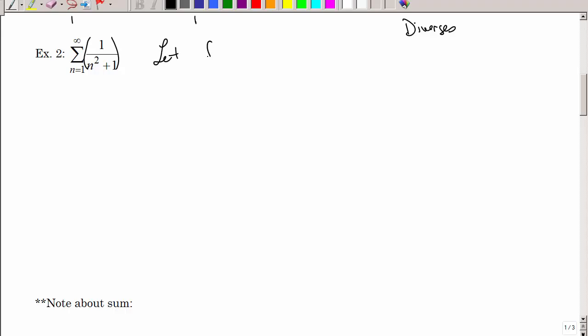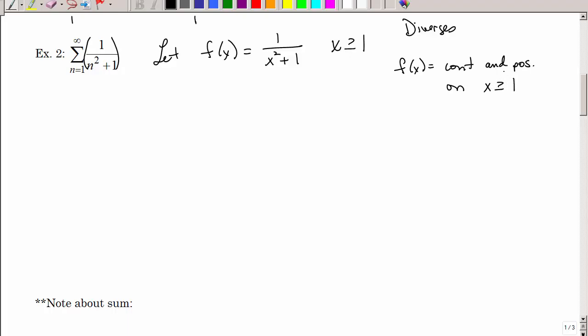So I'm going to say let f of x equal 1 over x squared plus 1 for x greater than or equal to 1. You have to write that. Okay, what else do I need to state? I need to say that f of x is continuous and positive on the interval x is greater than or equal to 1. I don't think you're going to have any arguments there. It's continuous because the domain is all real numbers, and it's positive because you have x squared and x's are all positive, so that's all good.